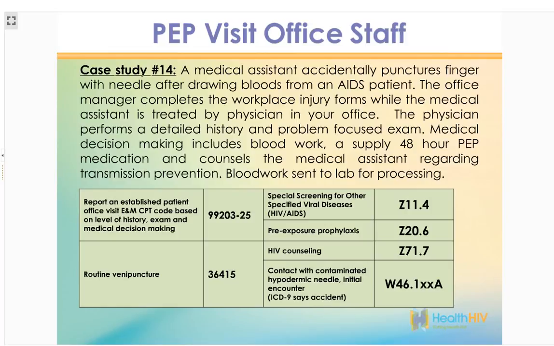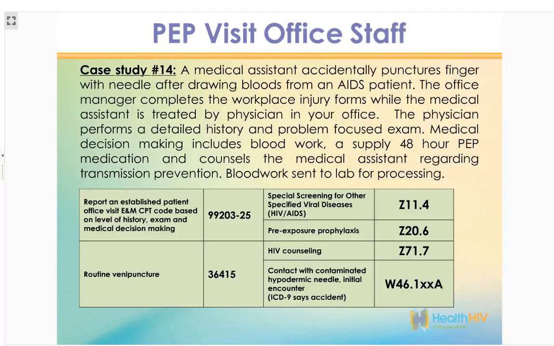This is a new patient visit because there was no record of the medical office assistant having been treated by any of the doctors in this practice. So the 99203 with the modifier 25 tells the payer that the patient had another service, which was the blood work. The principal diagnosis is for screening, Z11.4. Here your post-exposure prophylaxis, Z20.6.